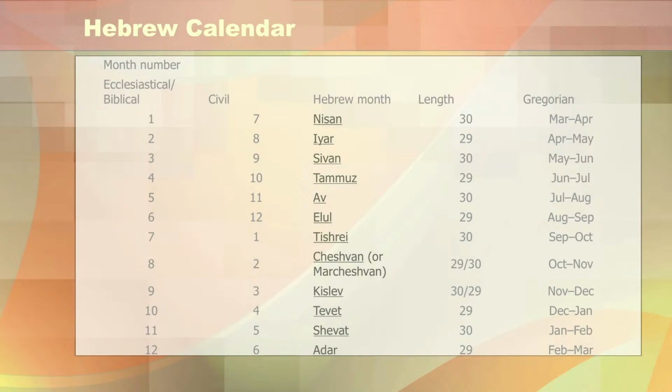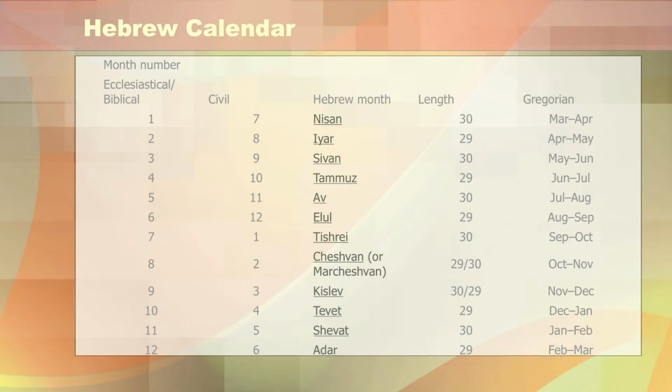And so the ecclesiastical or biblical calendar, that's the first month. And it's 30 days long. It's based on the phases of the moon. And it's generally in March or April, according to the Gregorian calendar. That's a whole other story, which I'll mention just briefly, why we have a Gregorian calendar. But anyway, so in March and April.